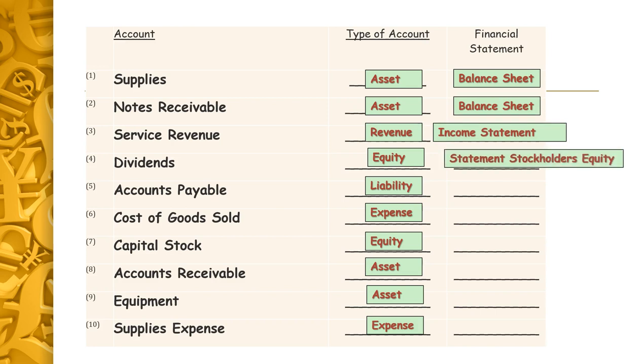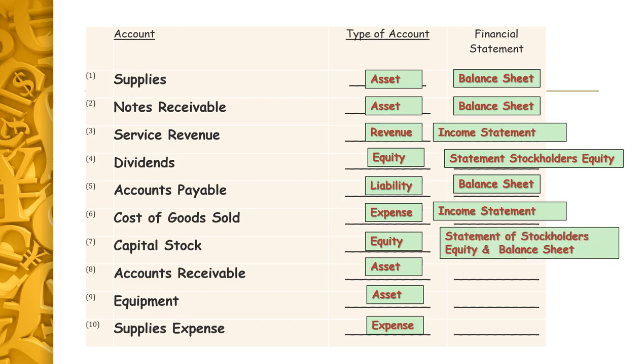Dividends are going to be on the statement of stockholders' equity. Accounts payable is going to be on the balance sheet. Cost of goods sold, which is an expense, is going to appear on the income statement. Capital stock is equity, so it's going to appear on the statement of stockholders' equity and the balance sheet. Accounts receivable is going to be on the balance sheet because it's an asset, along with the equipment. And supplies expense, because it's an expense, is going to be on the income statement.